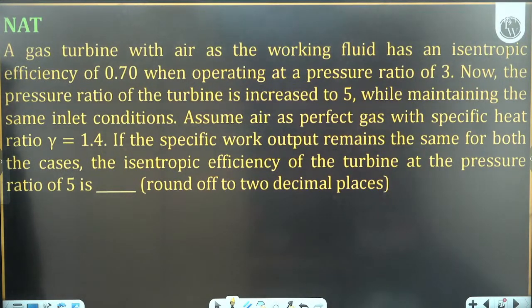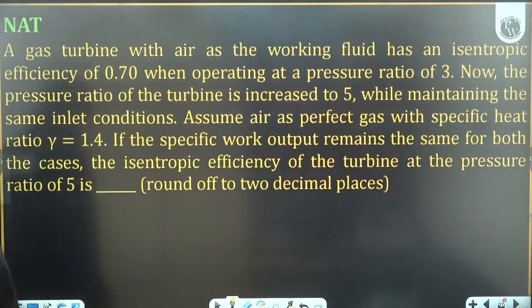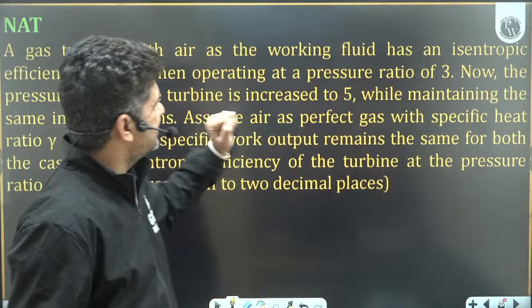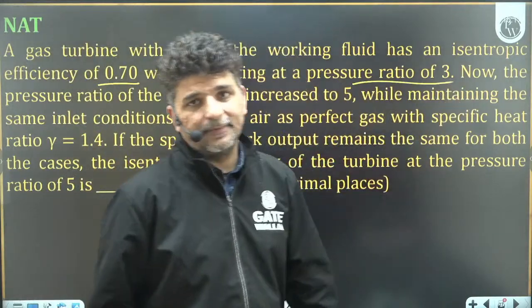Isentropic turbine or refrigeration problem. Where do you get the problem? Isentropic, there is nothing in the refrigeration where you have a non-isentropic process. So a gas turbine with air as the working fluid has an isentropic efficiency of 0.70 when operating at a pressure ratio of 3. So there is a turbine which has isentropic efficiency 0.70 when the pressure ratio is 3.